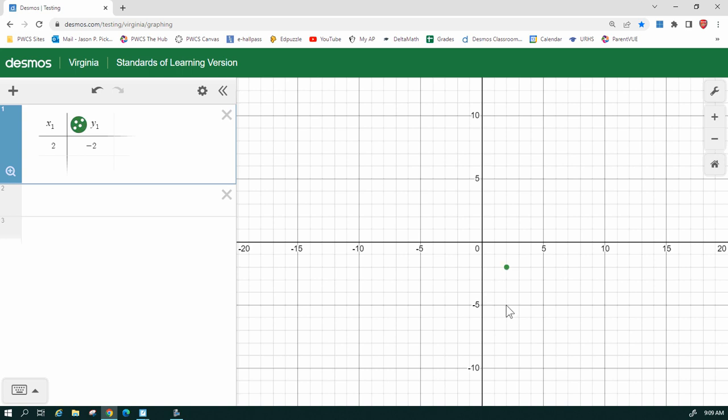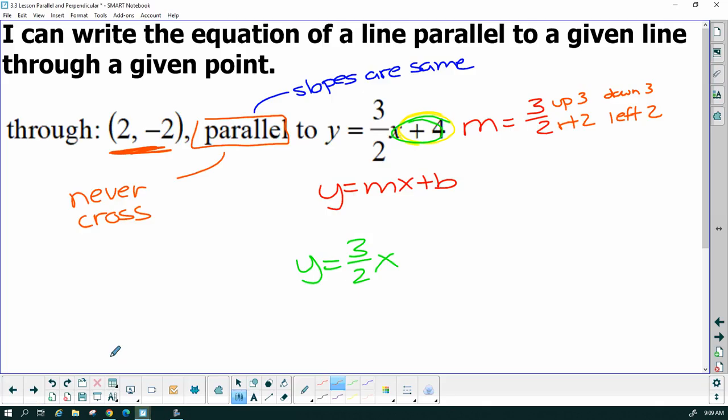But if I go down 3, left 2, I end up at this point on the y-axis, -5. That's going to be my y-intercept. And so my equation is going to end with -5. This line is going to be parallel because it has the same slope. And it's going to go through this point 2, -2 because we used that point and the slope to find the y-intercept. So I'm going to pause here. I'm going to graph both of those and show you.